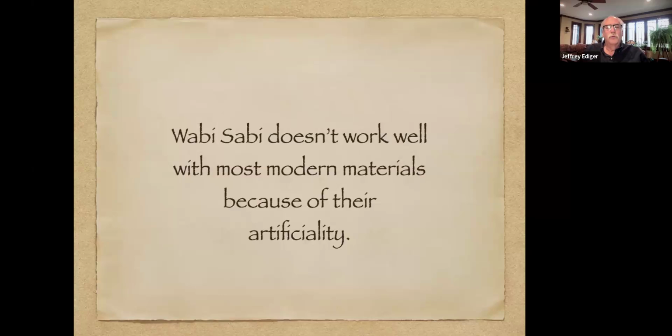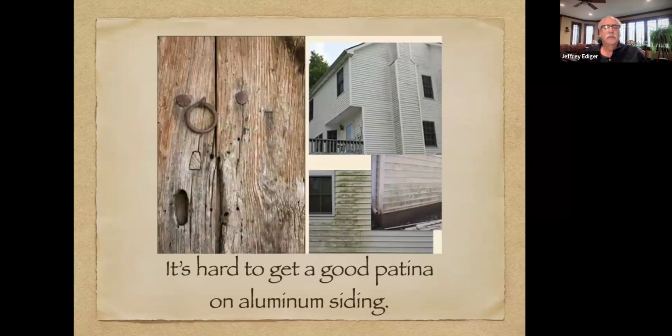Wabi-sabi doesn't work well with most modern materials because they're so artificial. So it's hard to get a good patina on aluminum siding. That's the problem with the materials we have today: they are so far removed from nature that they don't decay in an organic way. They're either new or they're ugly. But that wood on the left-hand side, quite old, quite pockmarked and aged, and yet it still has beauty.